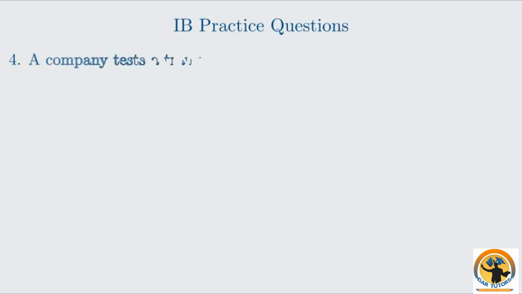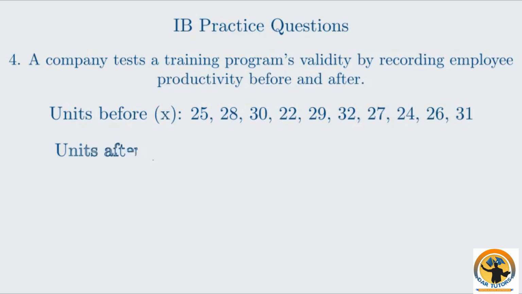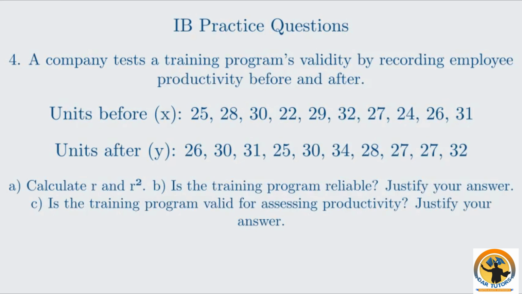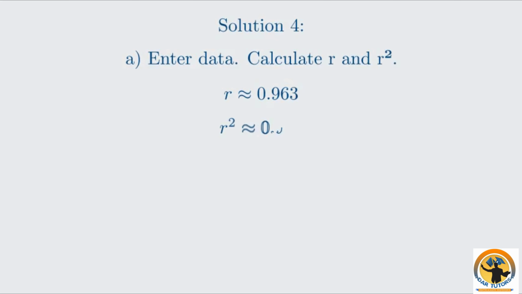Question 4. A company claims that its new training program improves employee productivity. To test this, the company records the number of units produced per hour by 10 employees before and after the program. Pause the video and try this problem. Here is the solution. For Part A, inputting the data gives r equals 0.963, and squaring that gives r squared equals 0.927. For Part B, reliability is about consistency.